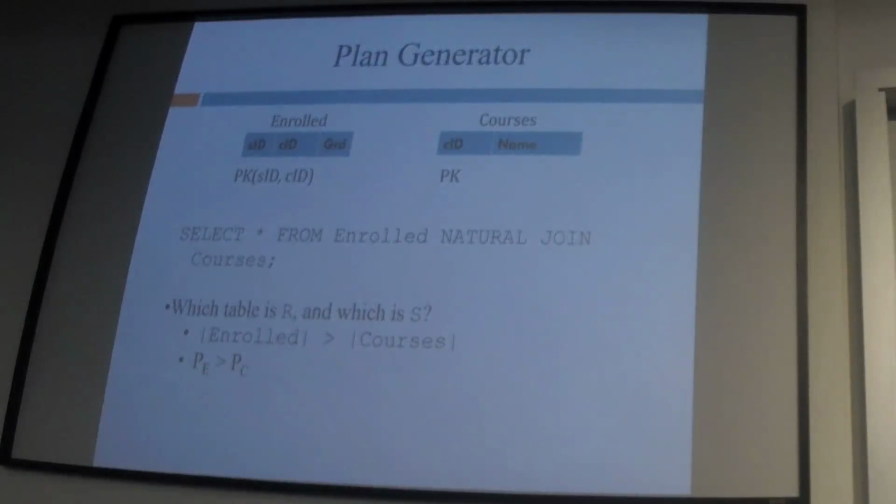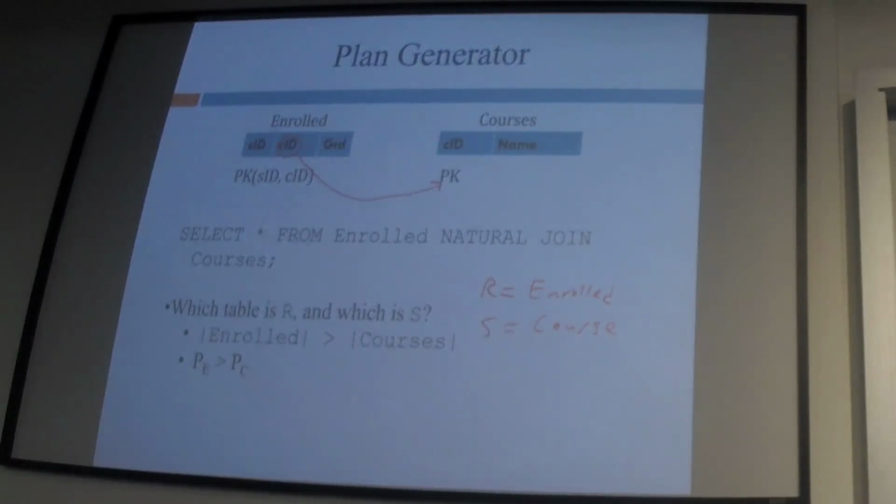So what that means is there is only one index that helps here. So we have to do R equals enrolled and S equals courses. Because if we loop through every enrolled, we'll have some CID. We can use that to quickly look up a course. Okay. Any questions on this RS stuff?